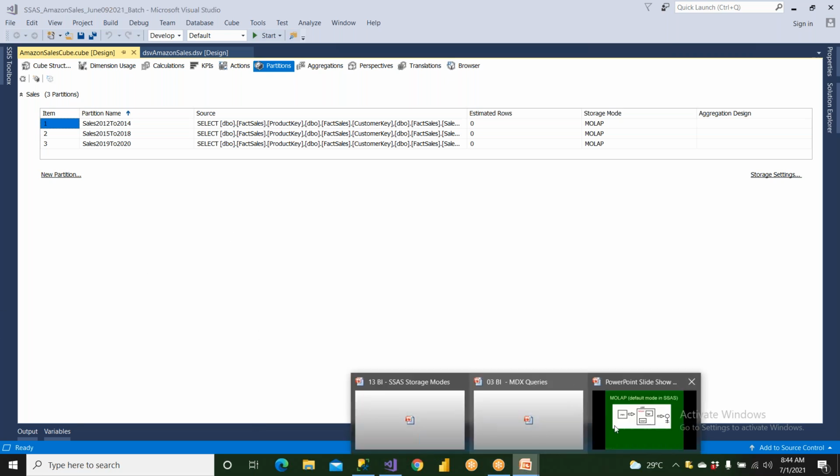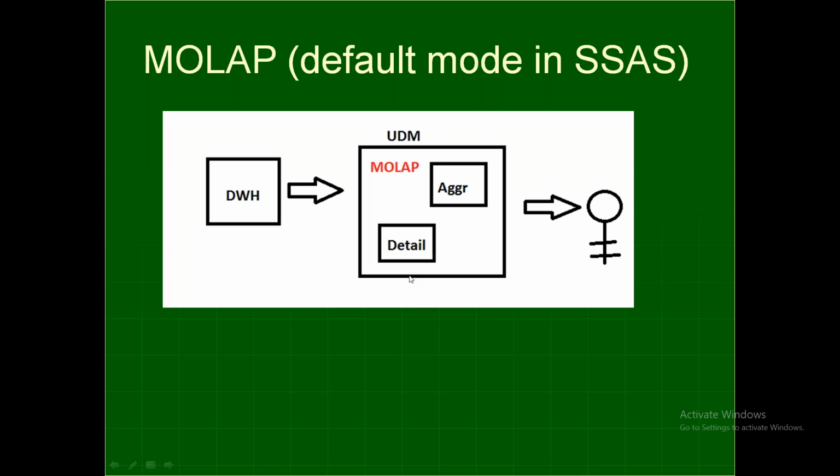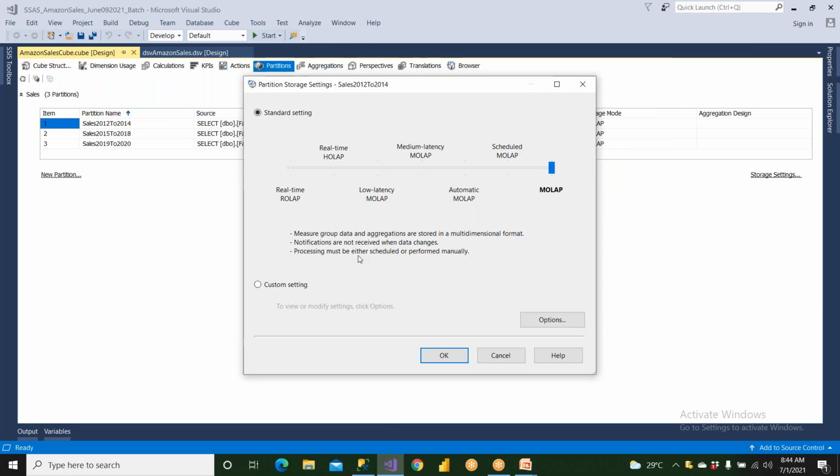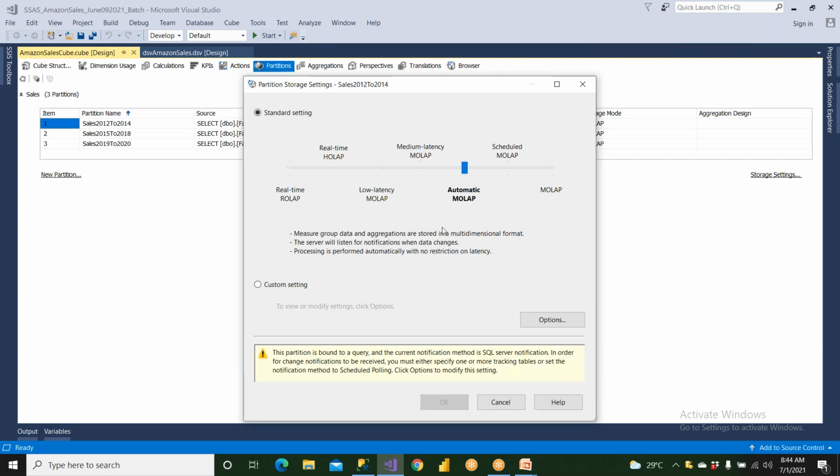Am I clear? So the issue is that processing must be either scheduled or performed manually. That is the issue. So here when you say automatic, processing is performed automatically with no restrictions. Now let me go to the next one. Medium latency. Everything is fine. The server will listen for notifications when the data changes. Processing is performed automatically with the target latency of 4 hours. Clear? If you get the data, after 4 hours it is going to be processing. So that is the point.